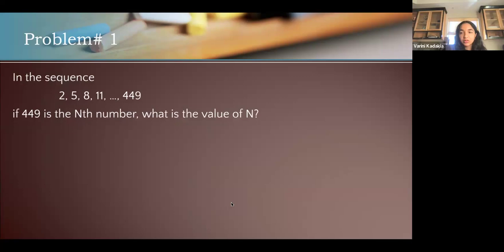A is the first term of the sequence or series.